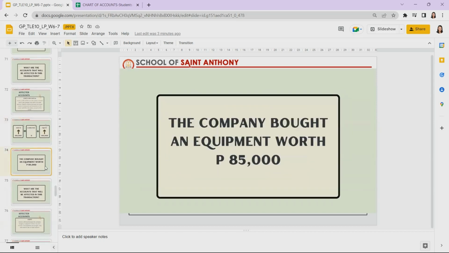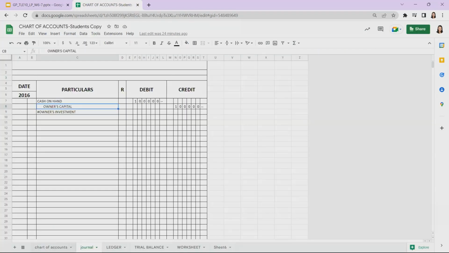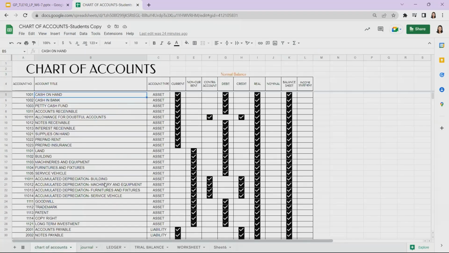Next transaction. The company bought an equipment worth 85,000. Yung company daw bumili ng equipment worth 85,000 pesos. So, anong magiging entry natin dito? The company bought an equipment. So, bumili ng equipment. Anong account title natin dyan? Equipment. Look at your chart of accounts.